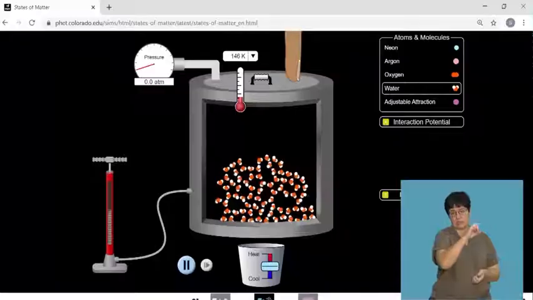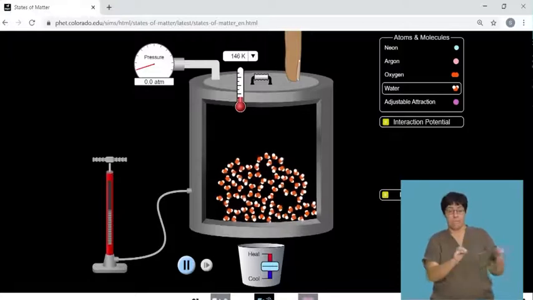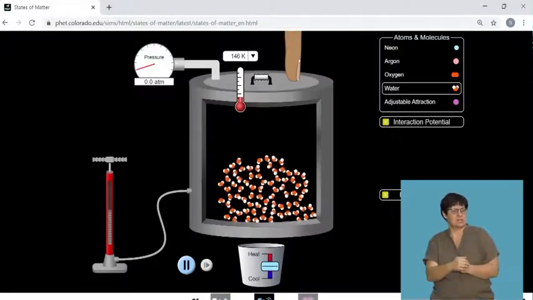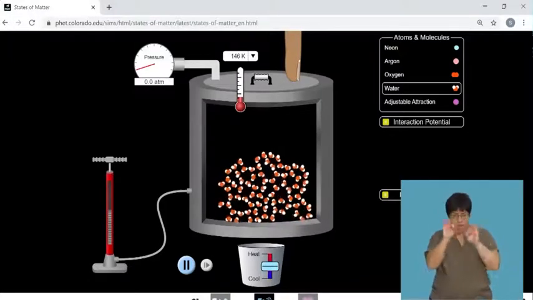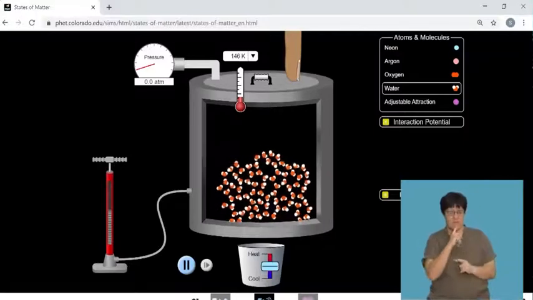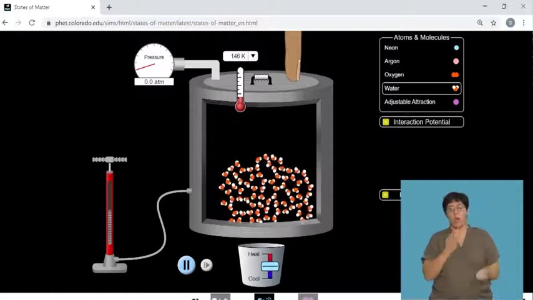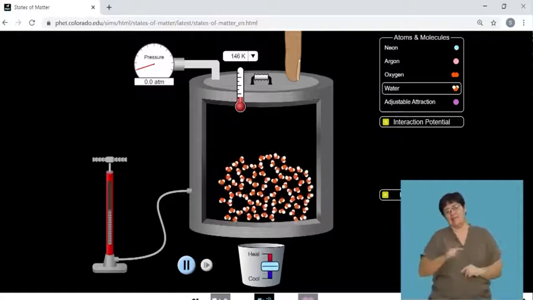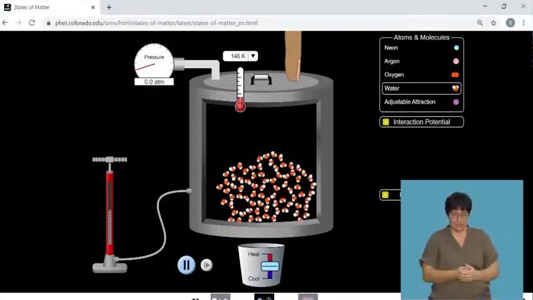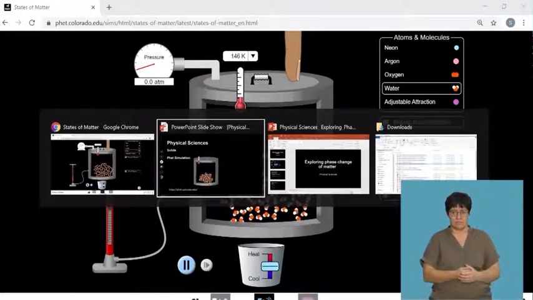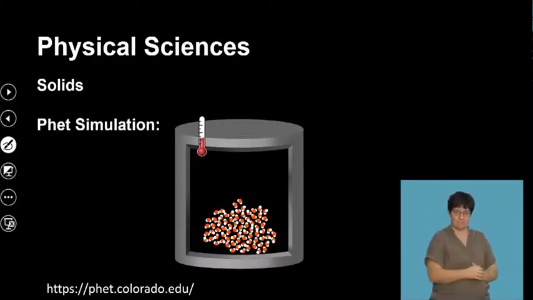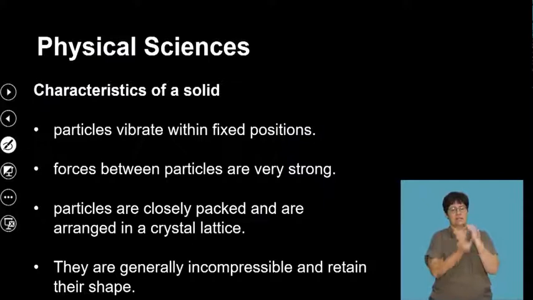Okay, now the movement of the particles suggests that there are some forces that act between the particles. These forces are relatively stronger. So the term relative suggests that it's by comparison to another phase of matter. Okay, let's go back to our simulation, our presentation, and look at the individual properties or characteristics of a solid.